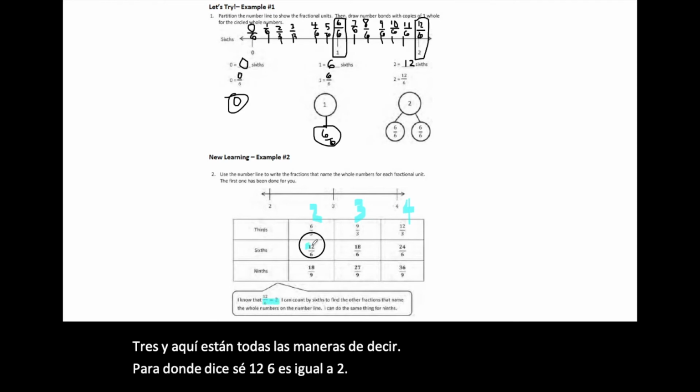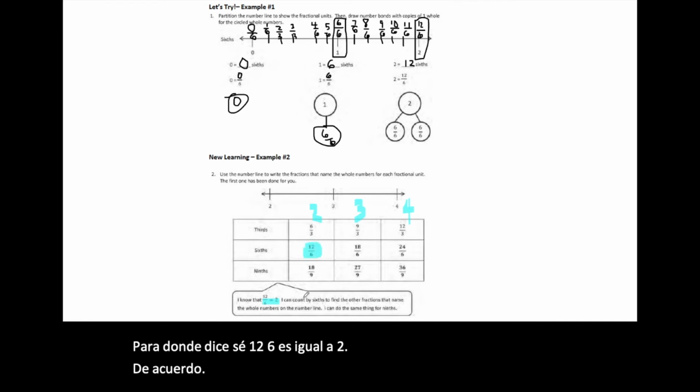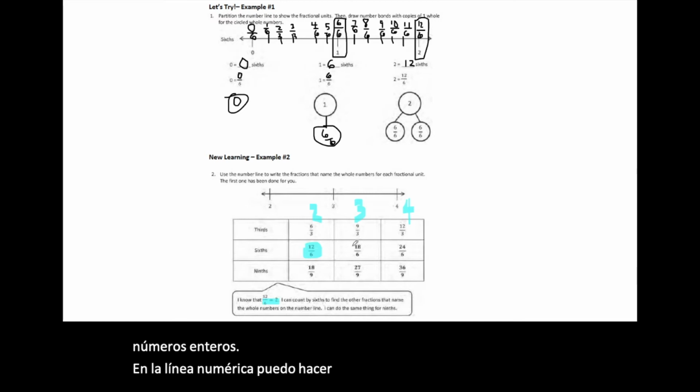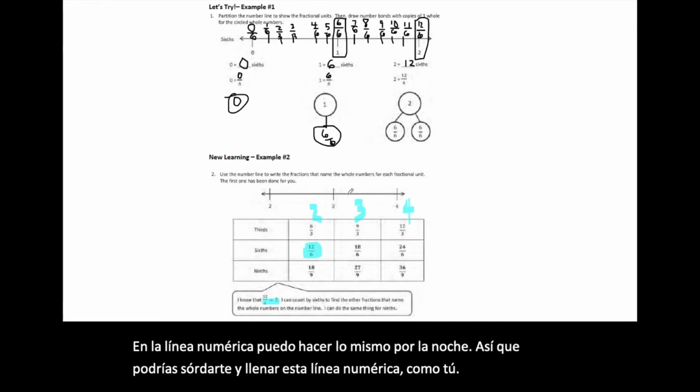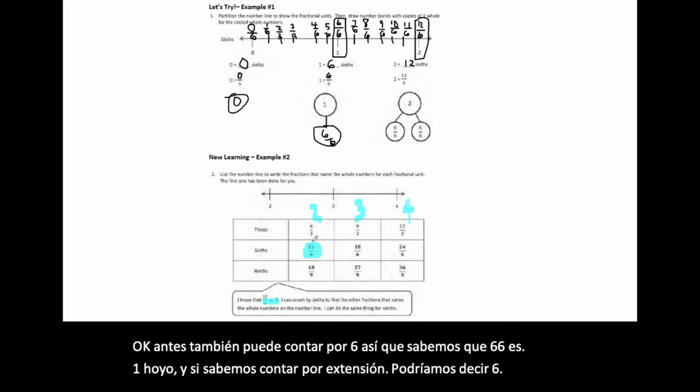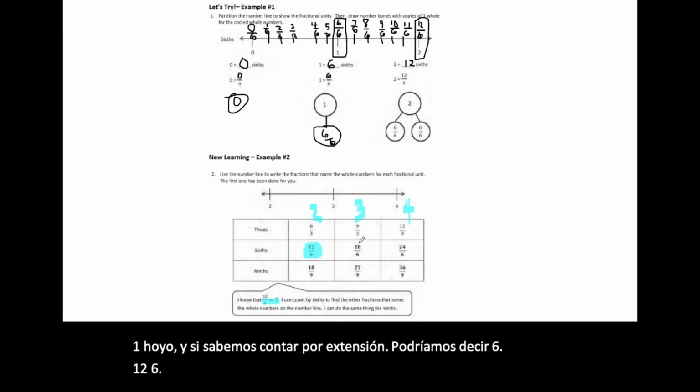See? I can count by sixths to find the other fractions that name whole numbers on the number line. I can do the same thing for ninths. So you could sit and fill out this number line like you did before. You can also count by sixths. So we know that 6/6 is 1 whole. And if we know how to count by sixes, we could say 6/6, 12/6, 18/6, 24/6, and same with thirds and same with ninths.